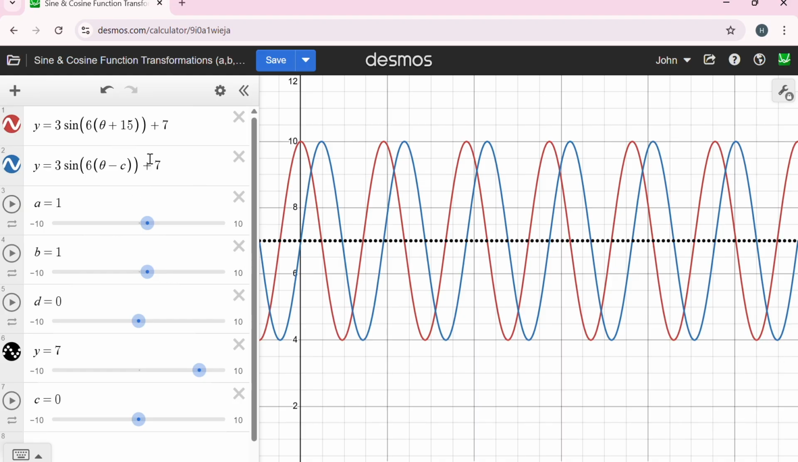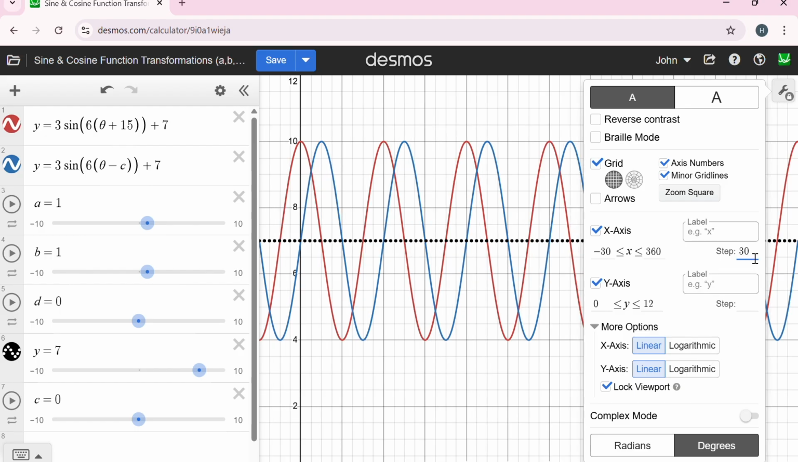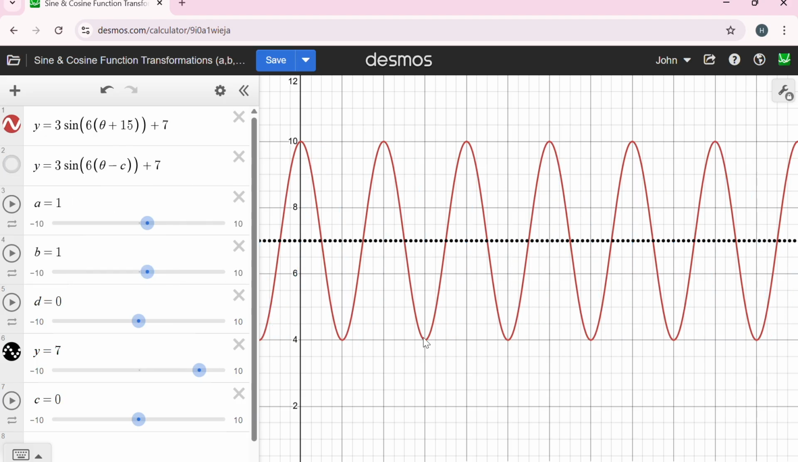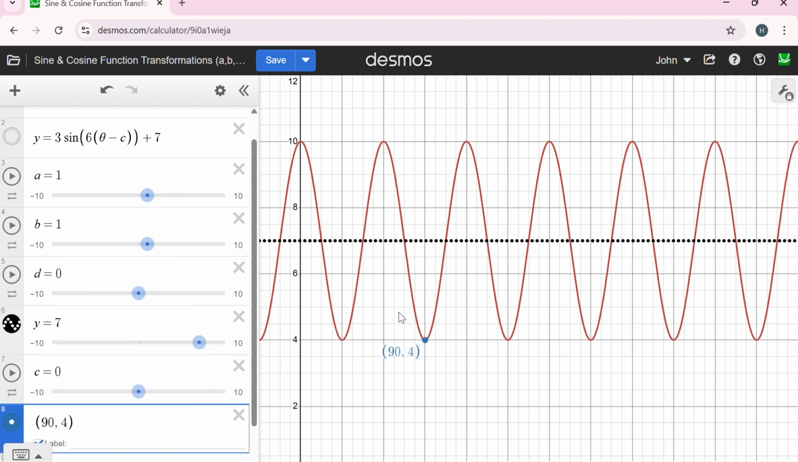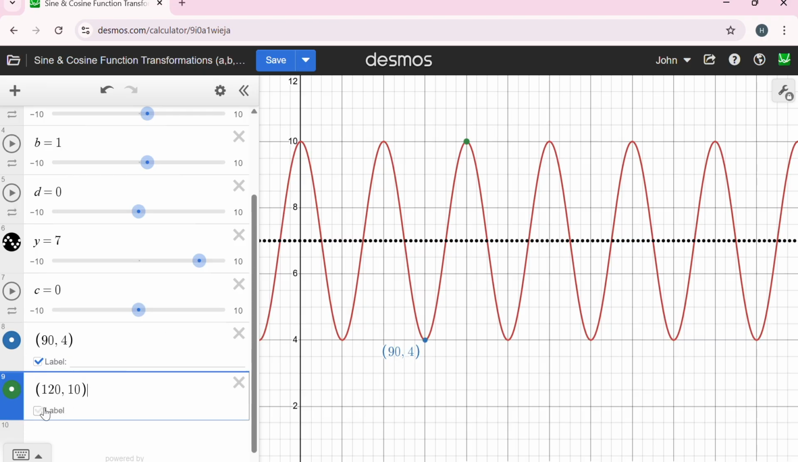Okay, all right. So what do I need to do to the blue graph to make it match the red graph? The red graph is what we're looking for. Okay, so it should be 30 degrees. Okay, so the red graph, let me turn off the blue graph. We said there was a minimum point at 94. Okay, so there's 94. I'm going to label that. And a maximum point to the right at 120 and 10. So I'm going to label that. Okay, so we know those two exist, right?